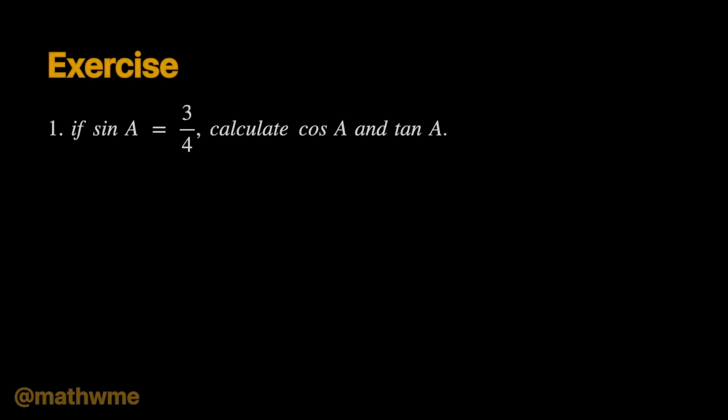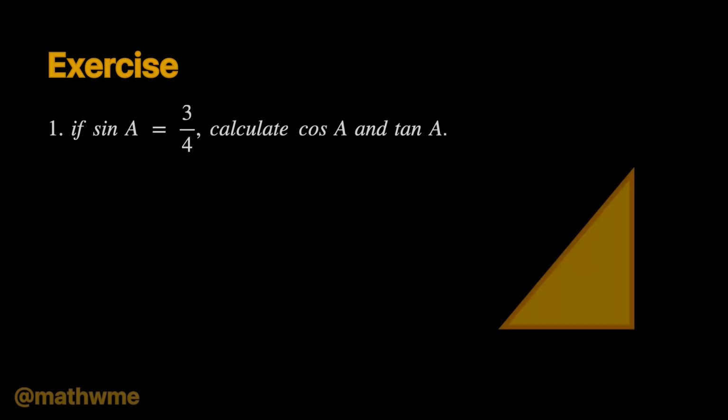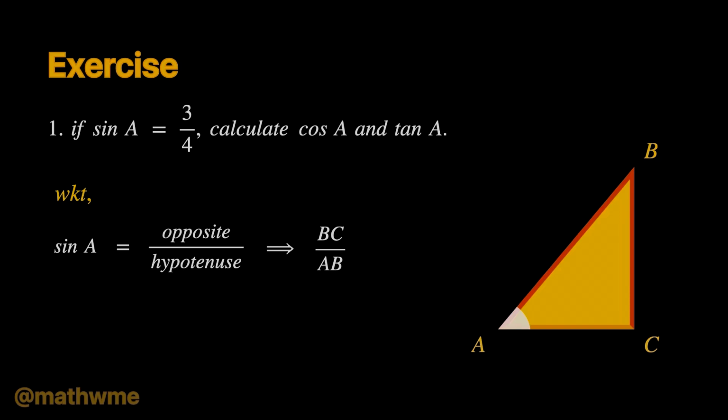Let us now look into an example to understand the concepts clearly. If sine A is equal to 3 by 4, calculate cos A and tan A. Let us first draw a triangle with angles A, B, and C. And as we already know that sine A is given by opposite by hypotenuse, that is BC by AB. On comparing the values of sine A is equal to 3 by 4 with BC by AB, we get the values of BC as 3 and AB as 4.